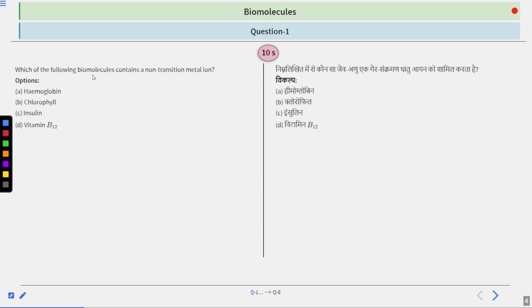Which of the following biomolecules contains a non-transition metal ion? We have given some biomolecules in our options, and we have to tell which one biomolecule contains a non-transition metal ion. The options are hemoglobin, chlorophyll, insulin, or vitamin B12. You have 10 seconds to think about this question. After that, we will see the answer.